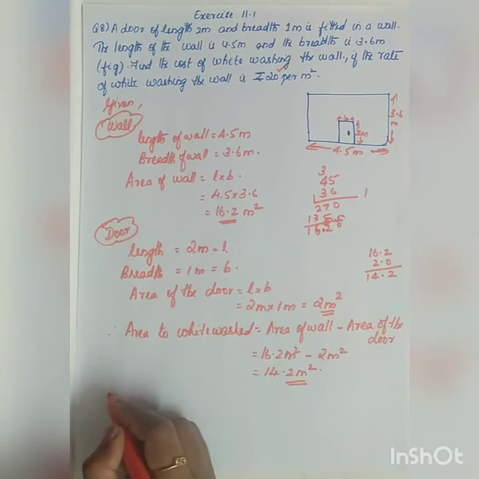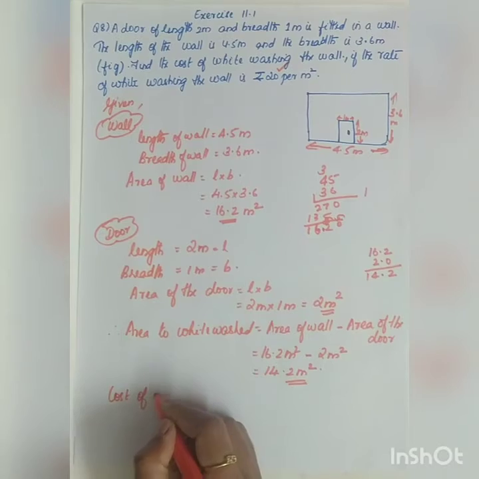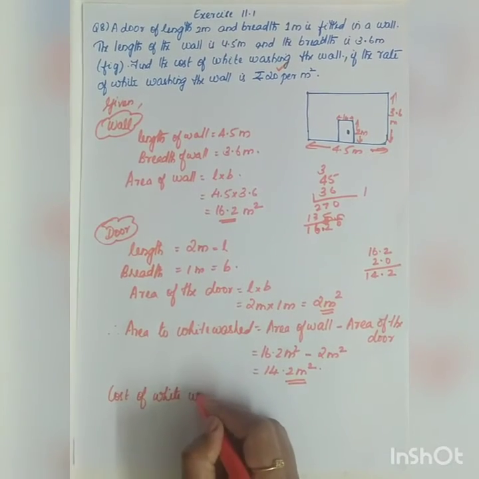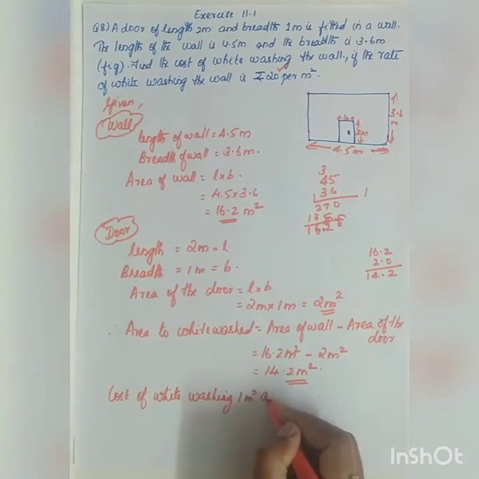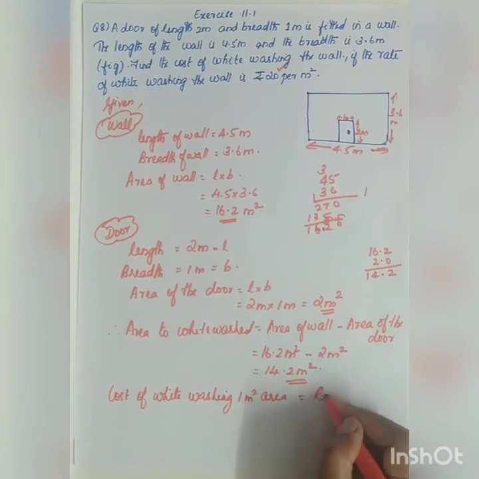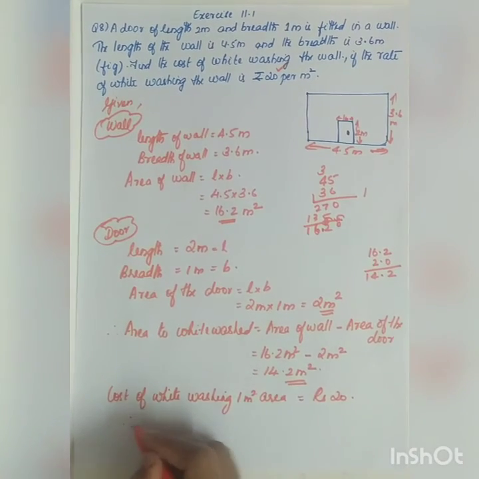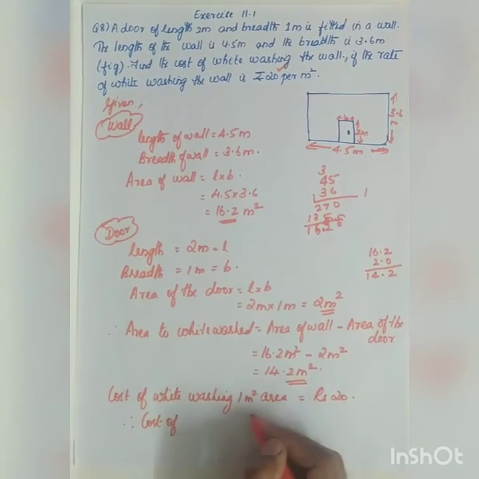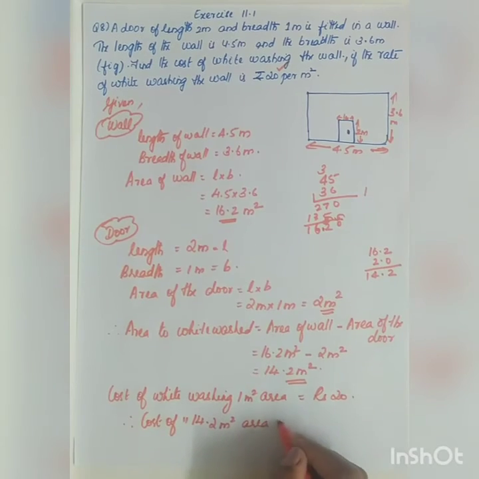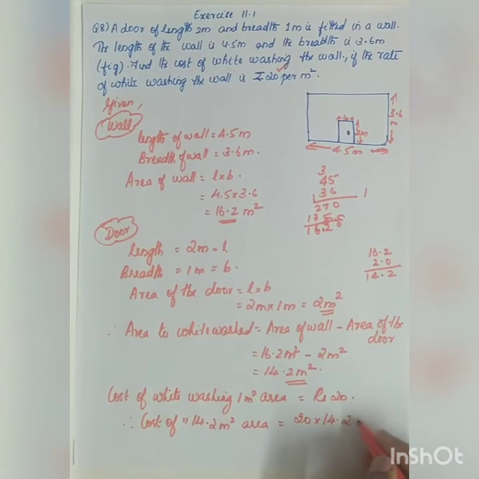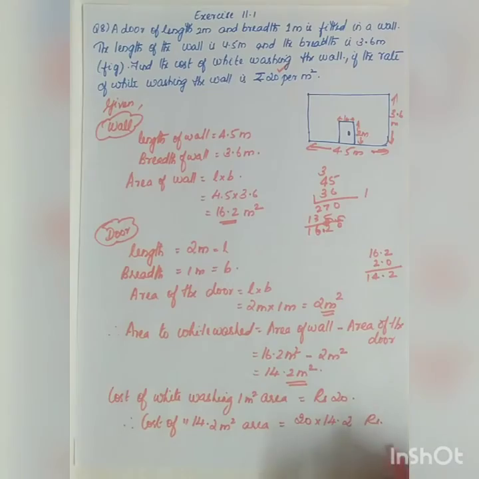So I can write that the cost for whitewashing 1 meter square area is rupees 20. Therefore, what will be the cost of what we have to whitewash? Whitewashing 14.2 meter square area is equal to 20 into 14.2 rupees, right?